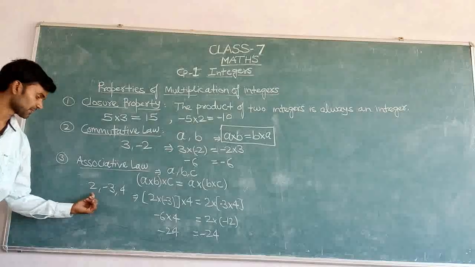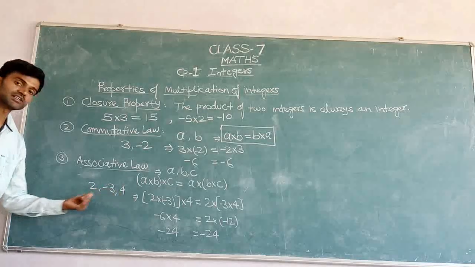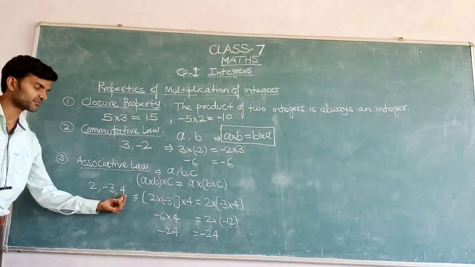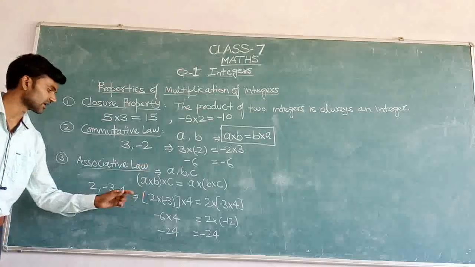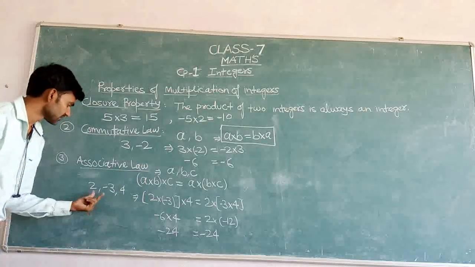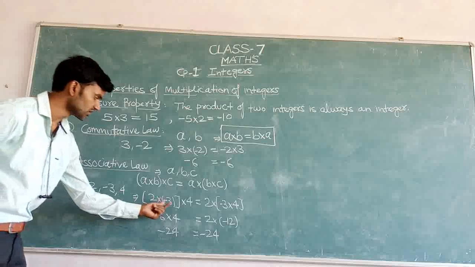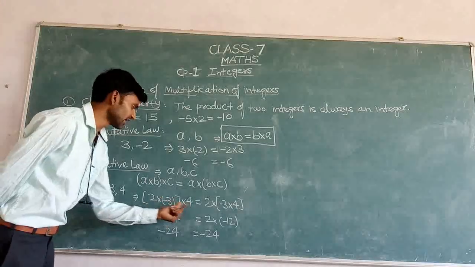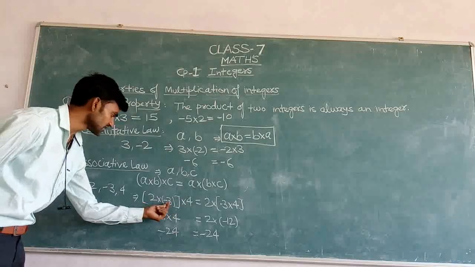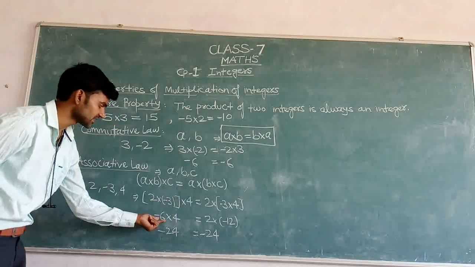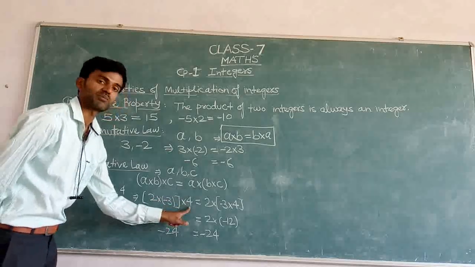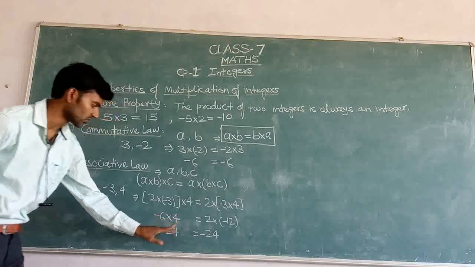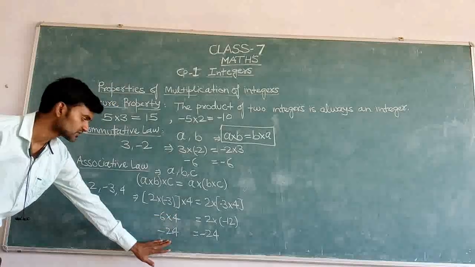Look at the example. We have three integers: 2, minus 3, and 4. Apply the associative law. Multiply the first and second integers, 2 into minus 3. Then the result will be multiplied by the third. 2 into minus 3 is minus 6, and now minus 6 is multiplied by 4. Minus 6 into 4 becomes minus 24.